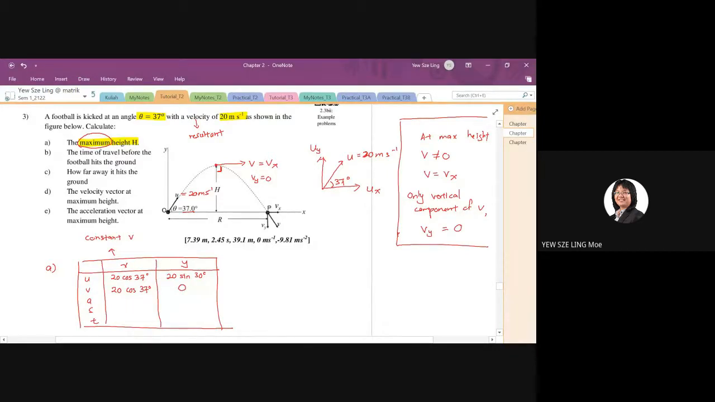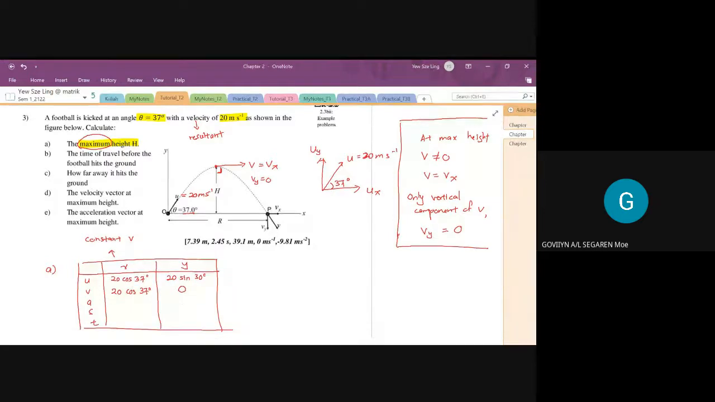So now, the V equals to Vx is in terms of horizontal component, is it? It's at maximum height only. So at maximum height, V, the resultant, is equal to Vx, the horizontal component. Meaning? What does it mean?